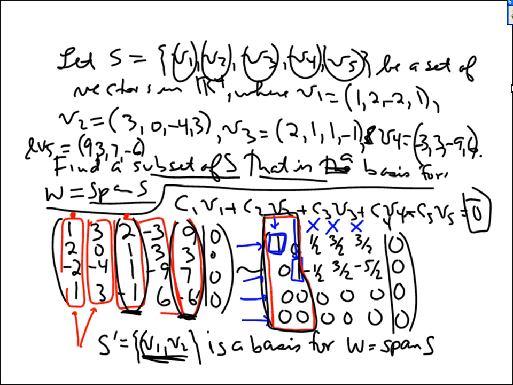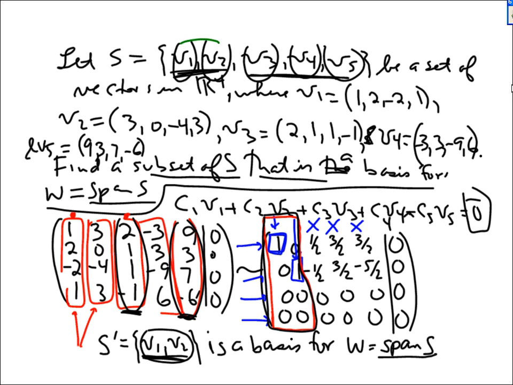These two vectors span S, and they're linearly independent. The other three vectors, vectors 3, 4, and 5, are linear combinations of V1 and V2. They're redundant. We don't need V3, V4, and V5. Okay? We can get everything in the span of S just using V1 and V2.